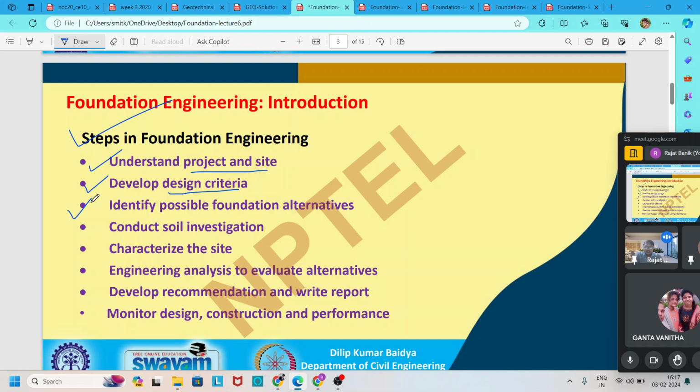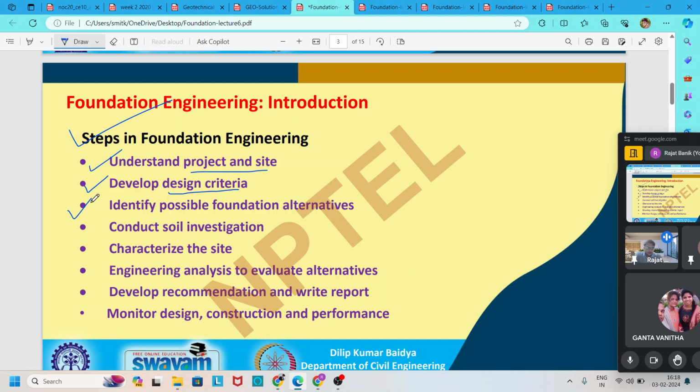Then characterize the site. That means we have to divide the site according to the soil strength parameters. If the soil can take better load, or the soil has greater strength, then we go with shallow foundation. If the soil is weak, then we go with deep foundation. This way we can categorize or characterize the site. Then engineering analysis to evaluate the alternatives.